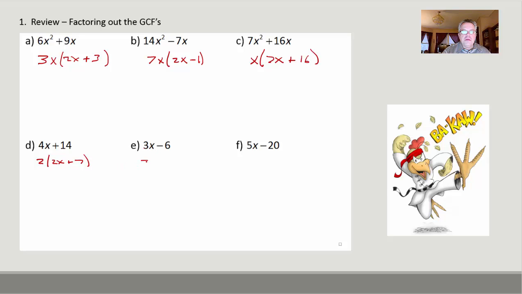The greatest common factor here is 3. So 3 times what will give me that? 3 times x. Since that's minus, this is going to be minus. And 3 times 2 is 6, so this should be minus 2. All right, last one. 5 is the greatest common factor. So we have 5 times x, and then 5 times 4 is 20, so this is going to be minus 4. All right, that's the kind of factoring we're going to need to do factoring by grouping.